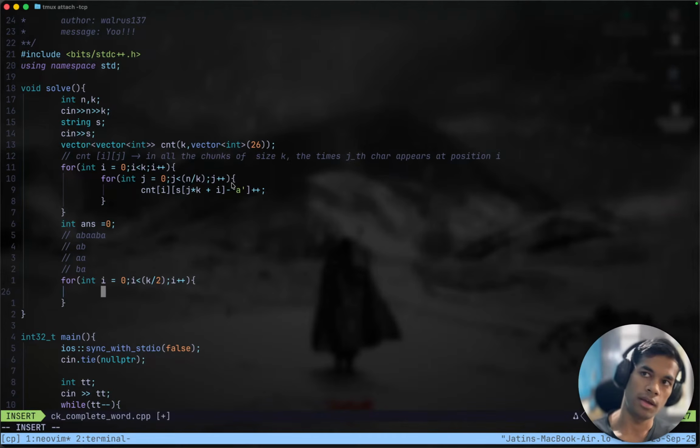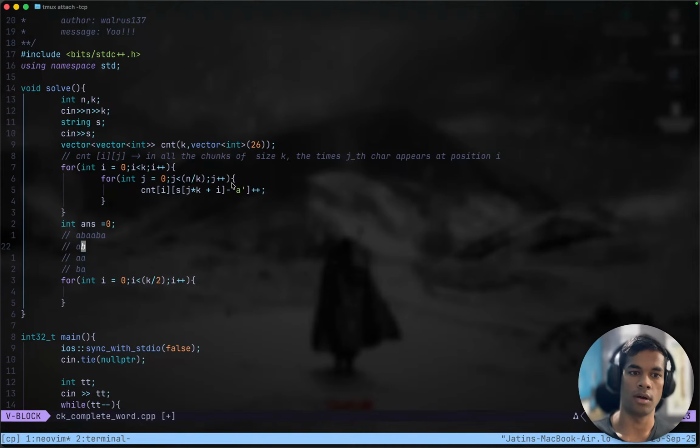And in total we will have to see how many characters there are. In total there are going to be n by k into 2 characters. And the best thing that we can do is find the character that is appearing the maximum number of times. Here A, in this and in this, A is appearing the maximum number of times.